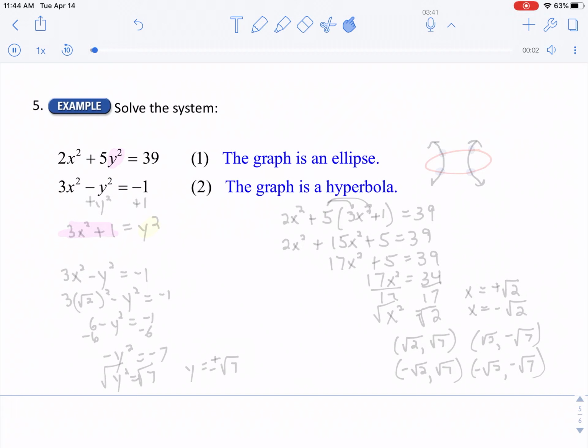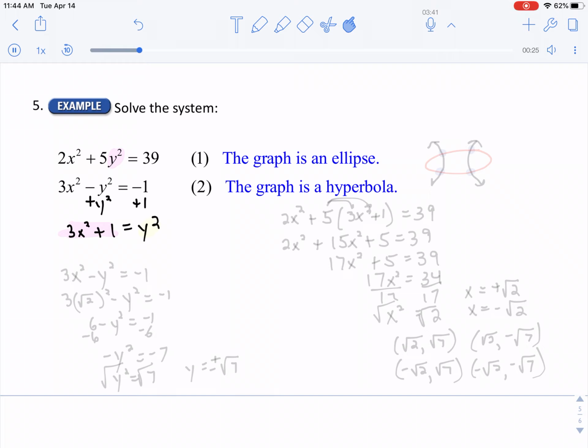Section 7.4, problem number 5. I'm going to solve this one by substitution. I'm going to take that second equation and add y squared to both sides, and add 1 to both sides. So that's going to give me 3x squared plus 1 equals y squared.